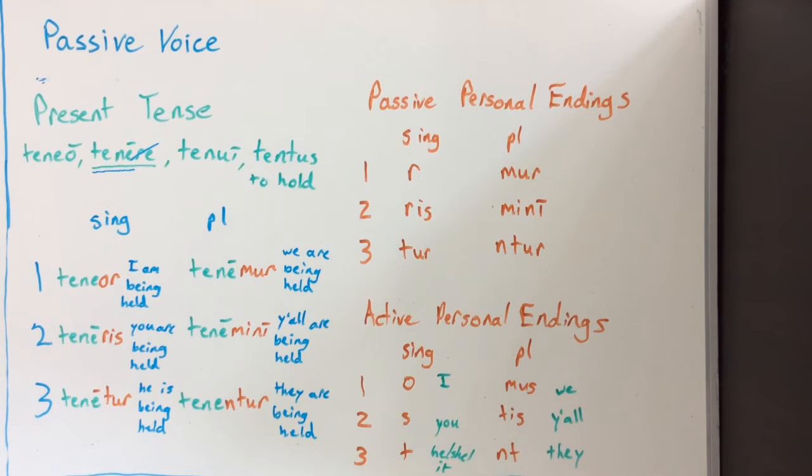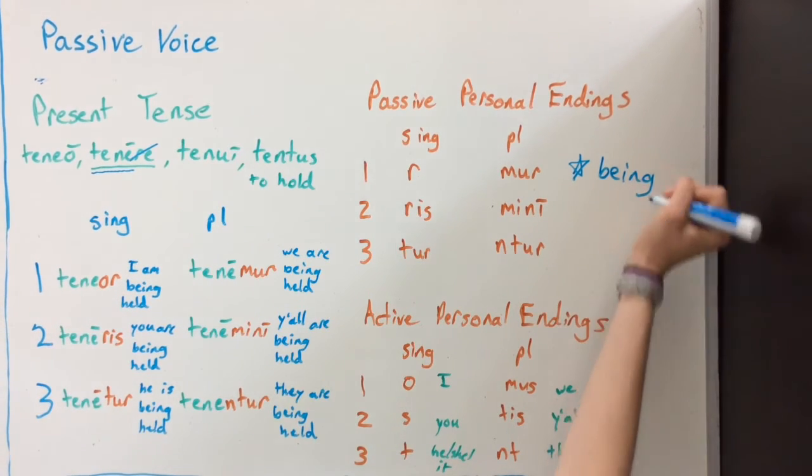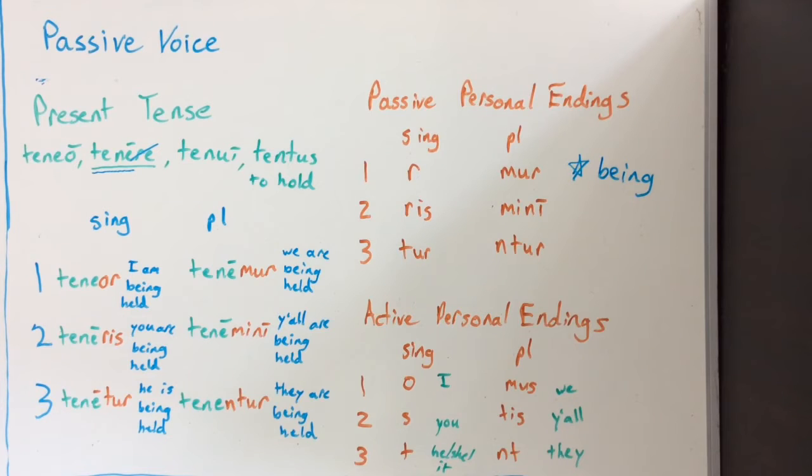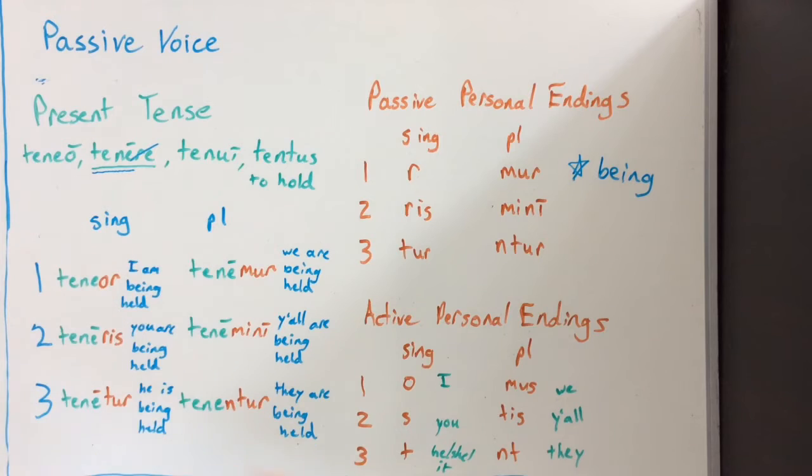Notice that passive translations have this key word, being. This emphasizes that the subject is getting verbed. So, it's not that I am holding the marker. It's that the marker is being held by me. Now, I am being held by myself, which would use teneor as well as a reflexive pronoun, which we'll learn later.